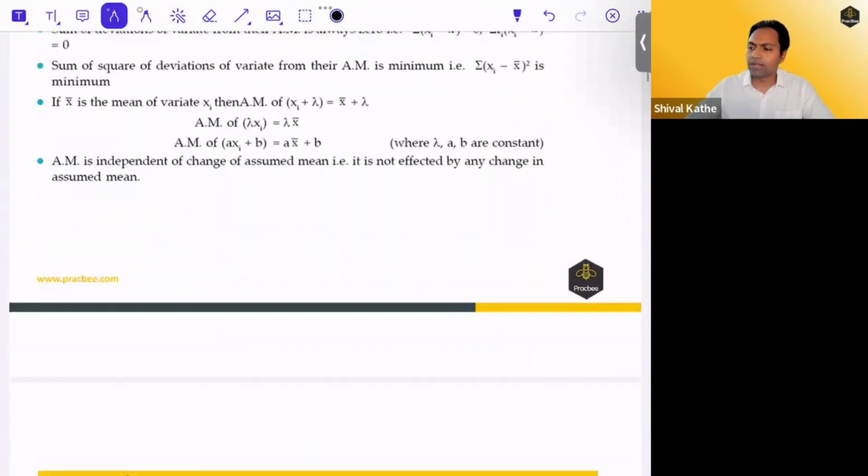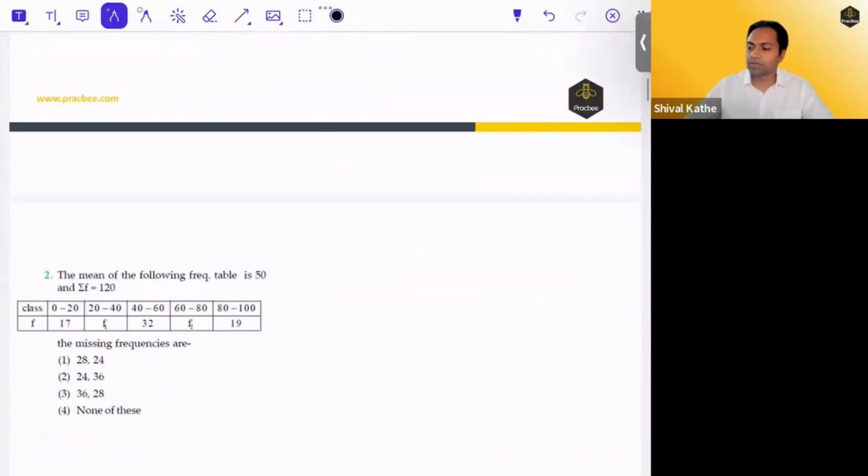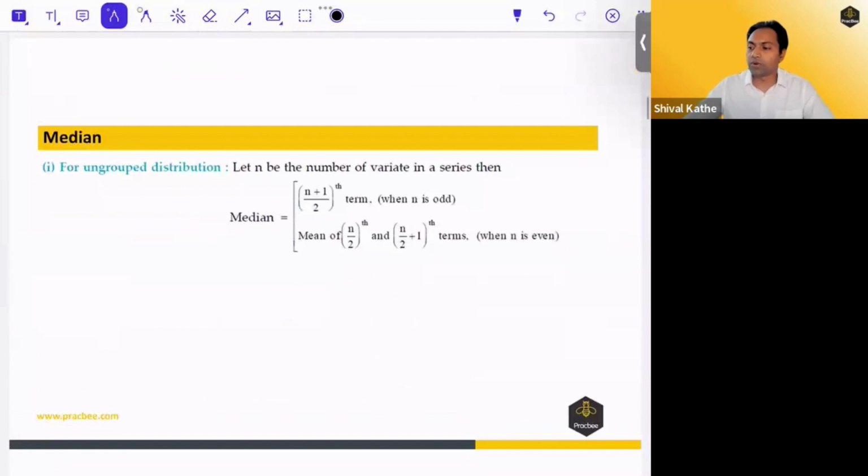What are the properties of mean? Already most of the things are here. A few things we will do while solving problems as well. But just go over this data, it will be more than enough. The formula of median that you learned in class 10th is very important. If you want to note it down, please note it down. We are going to use this formula while solving problems, because median is something that most of us do not remember.